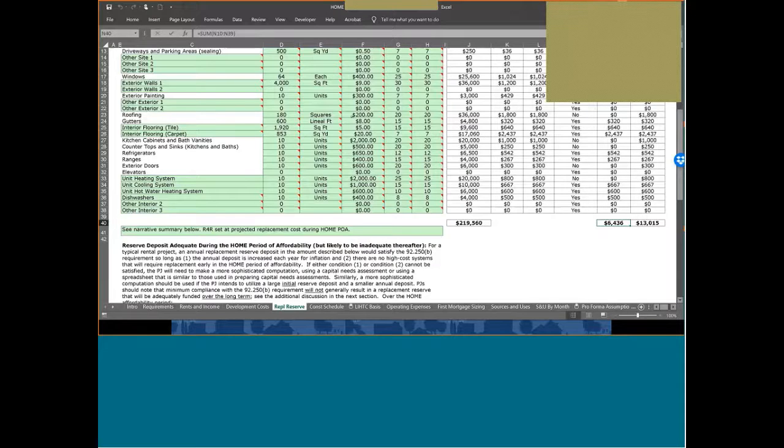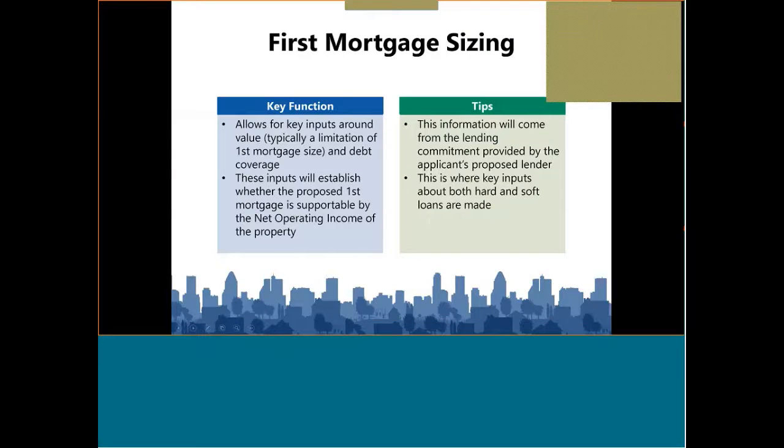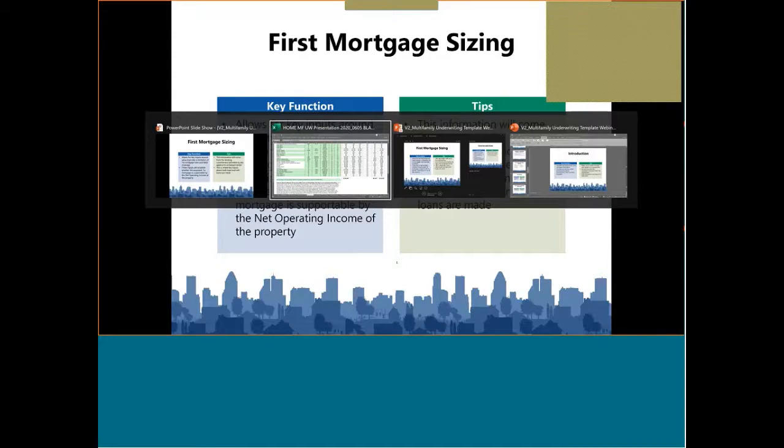All right, so back to our tour. So we've done a lot so far. Thanks to my macro button, I've been able to fill it in pretty quickly. But we've got rents and expenses, and now we're going to start to get at what our sources are. And in the first mortgage sizing worksheet, you're going to see that we're starting to shape the transaction based on the inputs that we've done to lay the groundwork. So let's go to that.